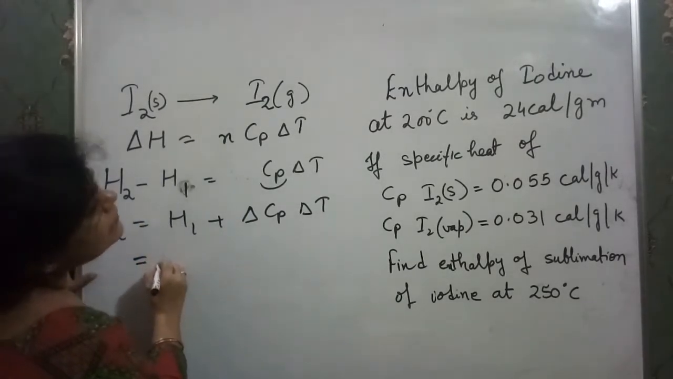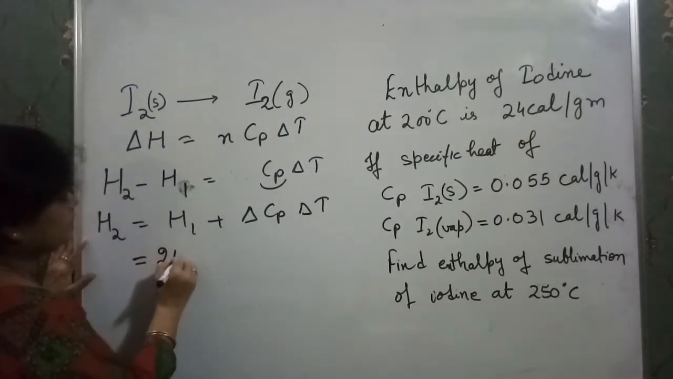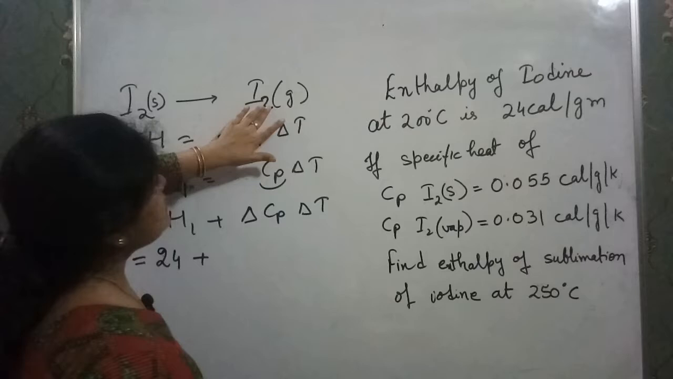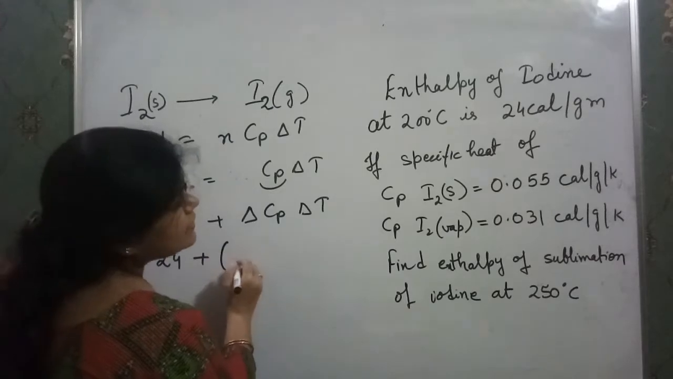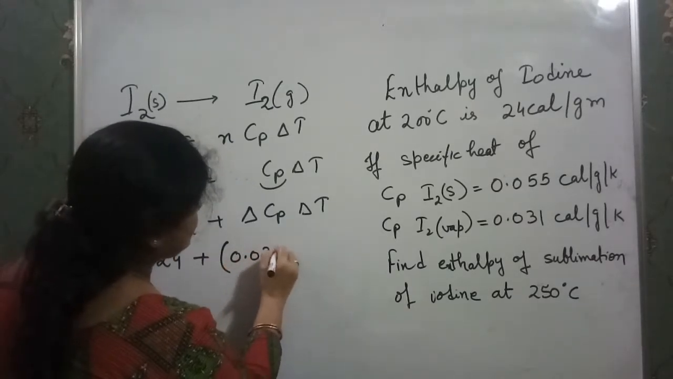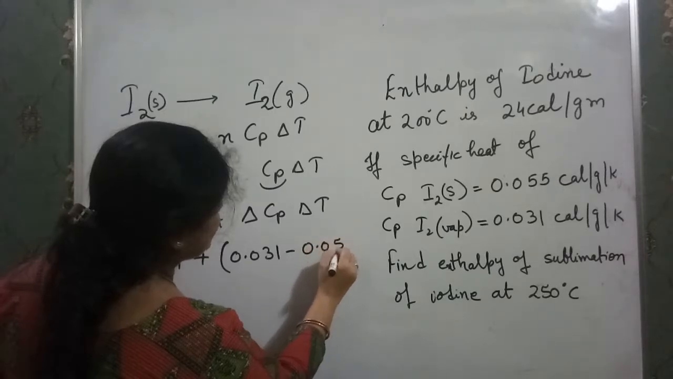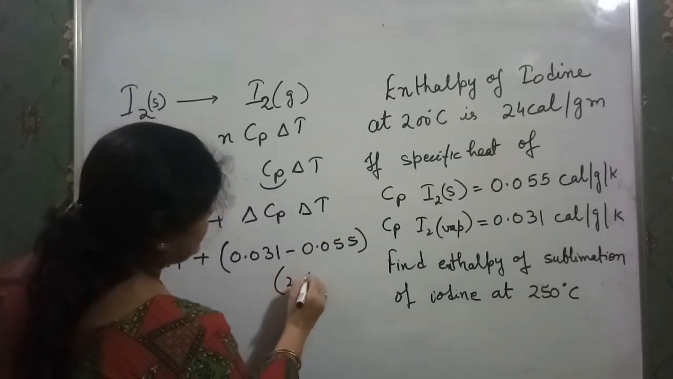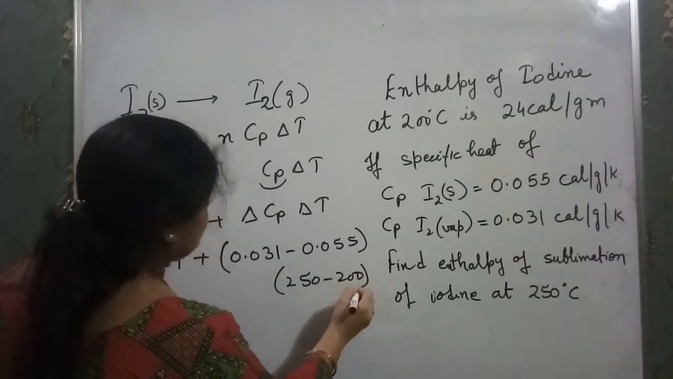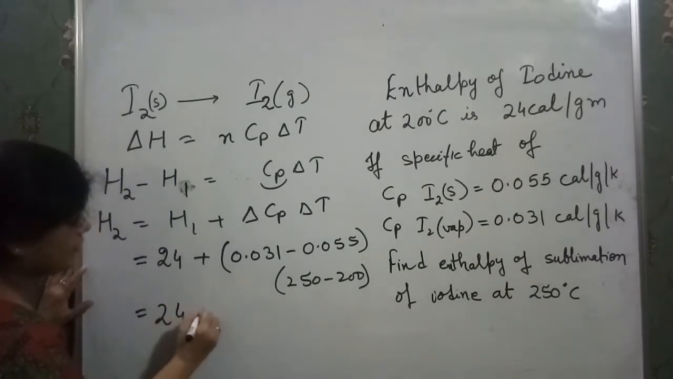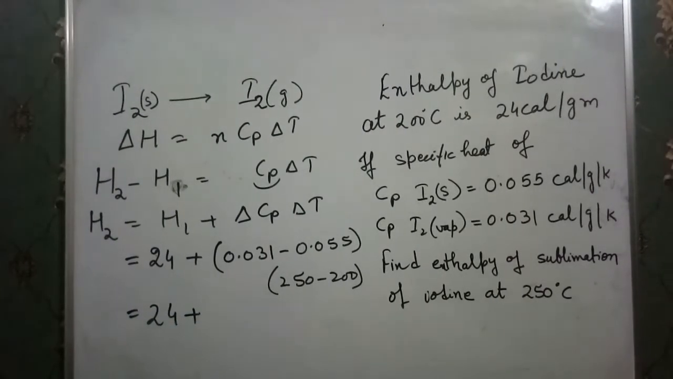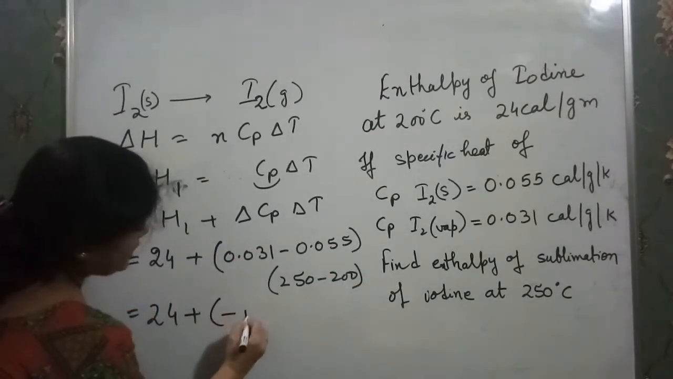Clear? So just put all the values. At H1 the enthalpy is 24 calorie, and for delta Cp we subtract the solid phase from the gaseous phase. So for the gaseous state the specific heat is 0.031 minus 0.055, and for delta T we write 250 minus 200. Now solve this question, you will easily get the answer. Just solve it by your own. The value that comes here is minus 12.